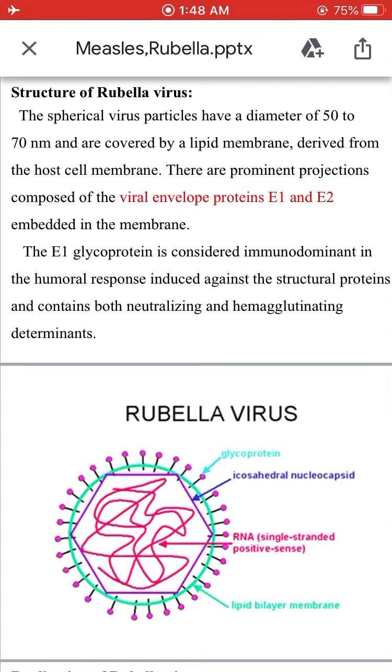The E1 glycoprotein is considered immunodominant in the humoral response induced against the structural proteins and contains both neutralizing and hemagglutinating determinants. This figure shows you the rubella virus, and we can demonstrate the glycoproteins of this virus, also the nucleocapsid.